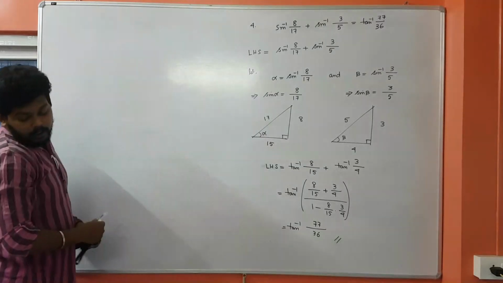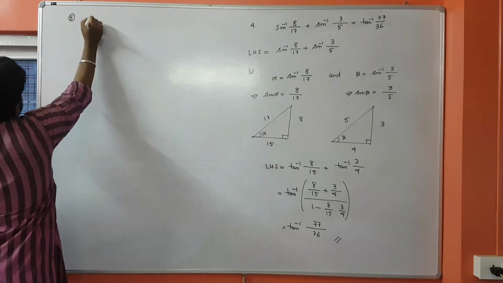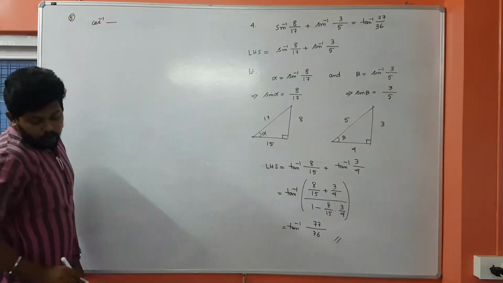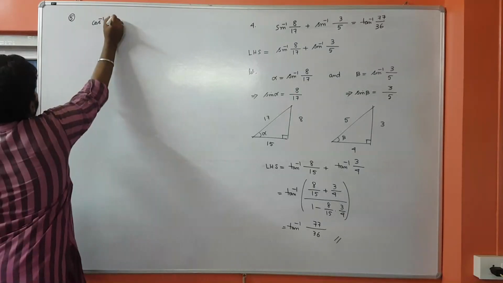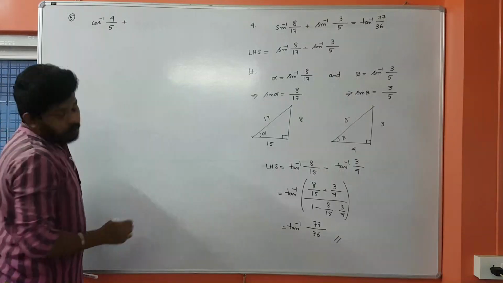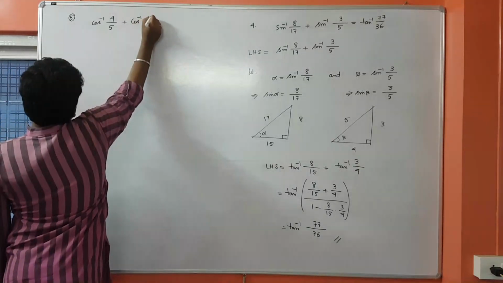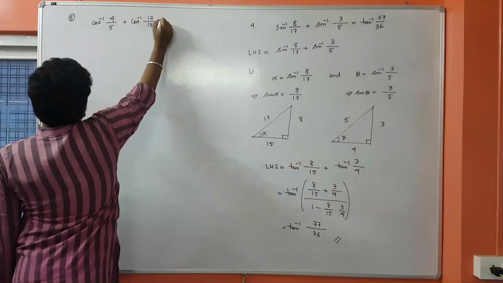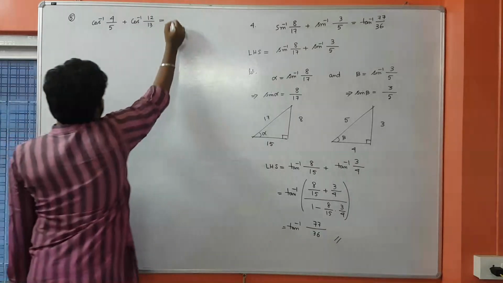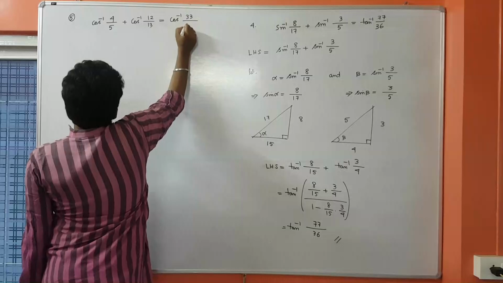You are given, prove that cos inverse of 4 by 5 plus cos inverse of 12 by 13 is equal to cos inverse of 33 by 65.